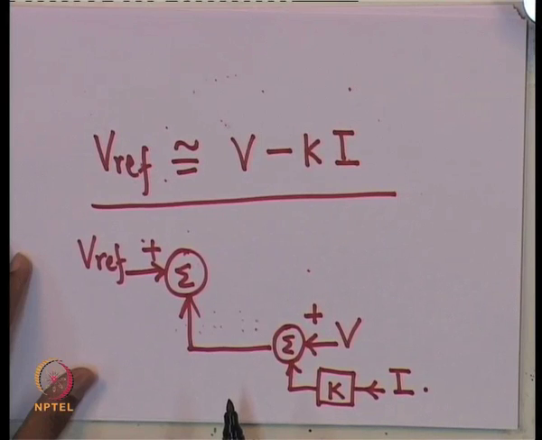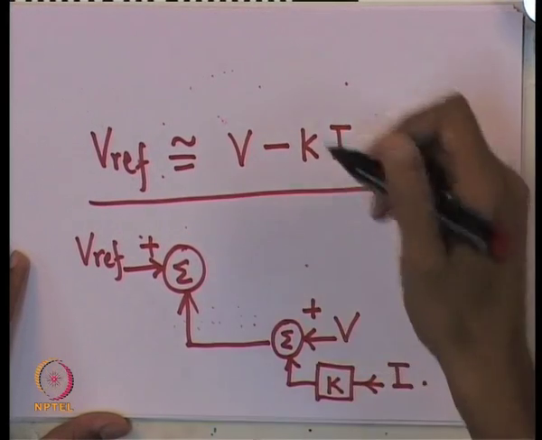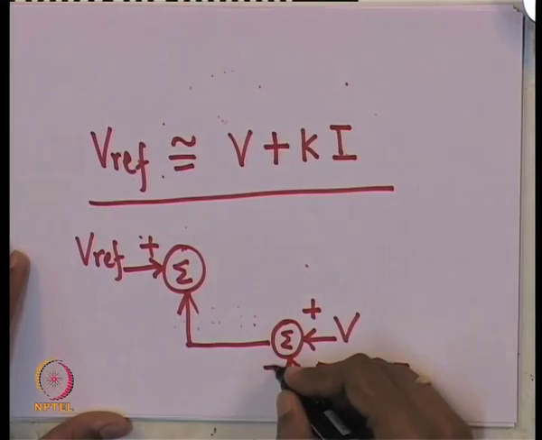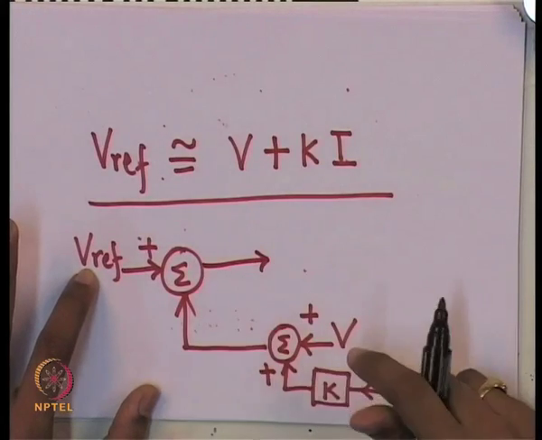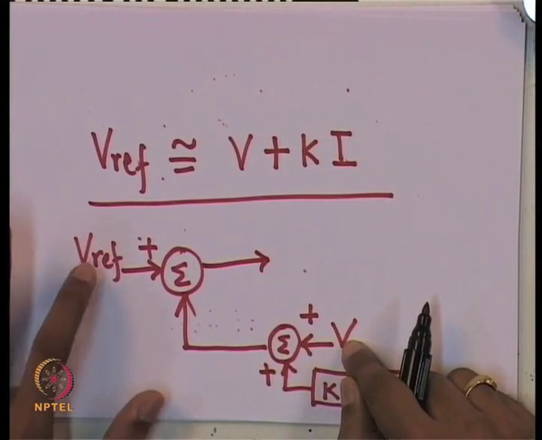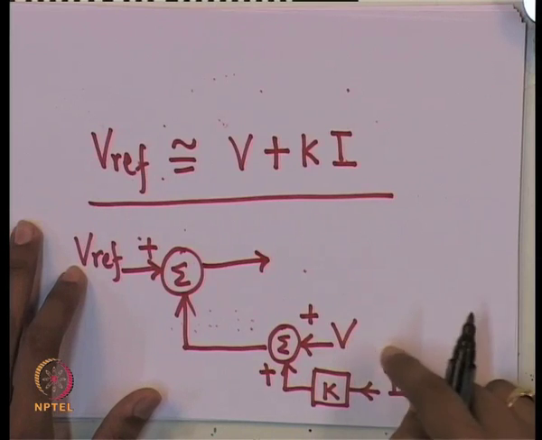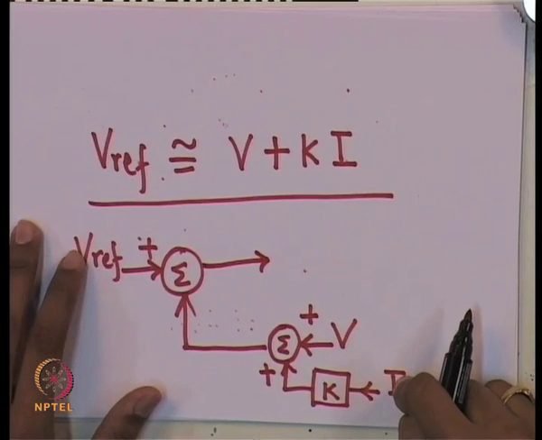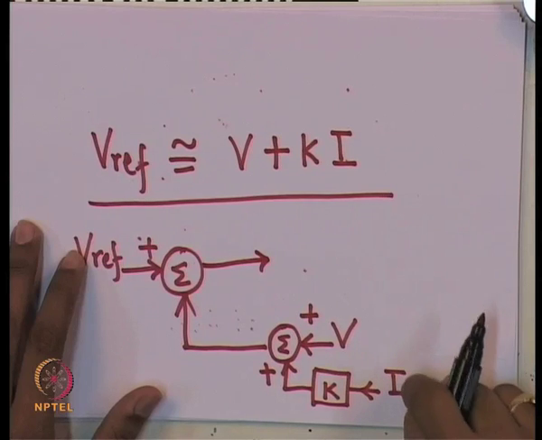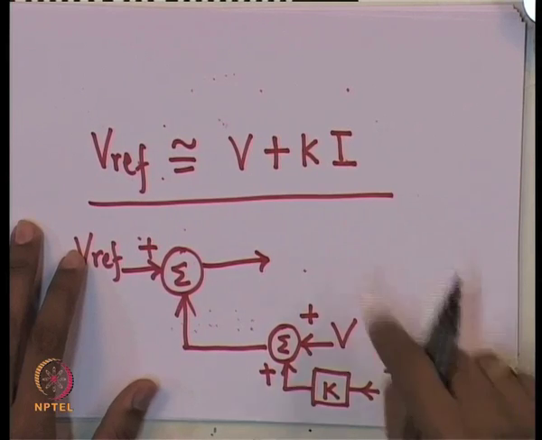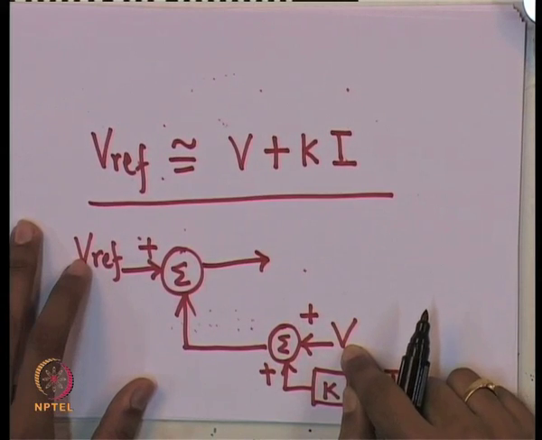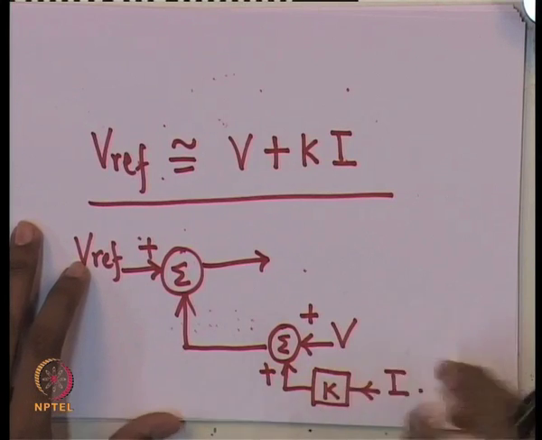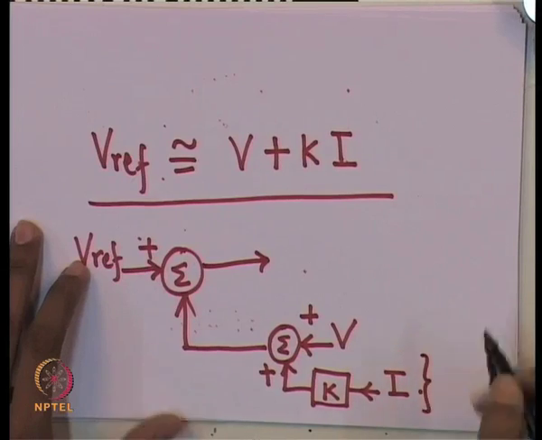Of course, this K usually is positive. The point is that instead of keeping V equal to VREF or almost equal to VREF, we will keep V plus KI equal to VREF. So, in case I is large, and depending on this value of K, if it is non-zero, you will find that V is not maintained at VREF, but slightly lower than VREF. Now, the question is, why add this additional complication here?